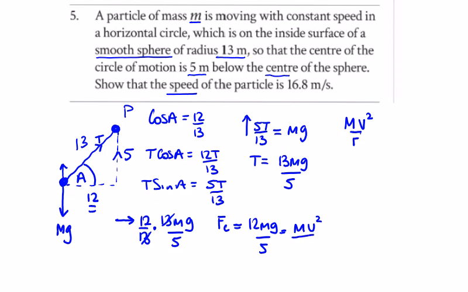And we have r, this radius down here, the radius of motion, which is 12. So we can divide by m, so we're going to get 144g over 5 is equal to v squared, and hopefully the square root of this is 16.8. Typing 144g over 5 into a calculator does give v to be 16.8 meters a second. Question 5.